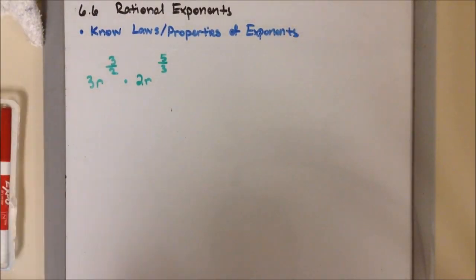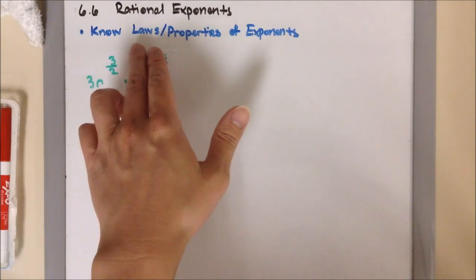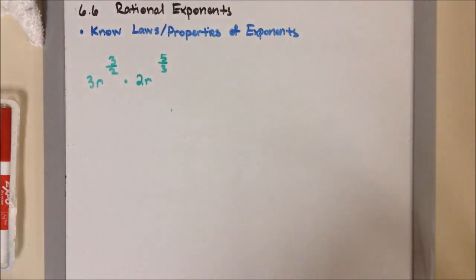Okay, welcome back to 6.6 Rational Exponents. In this part, we're going to cover operations, simplifying expressions that have rational exponents. In this part, you do need to remember your laws, properties of exponents. We did cover that in chapter 5, so if you need to go back to it, make sure to go back to the first section where I cover the types of properties and what to do when you come across those types of problems.